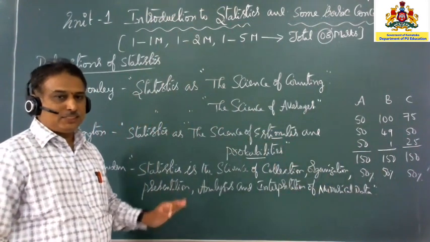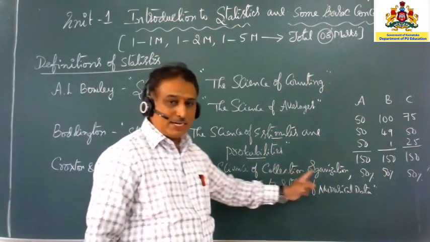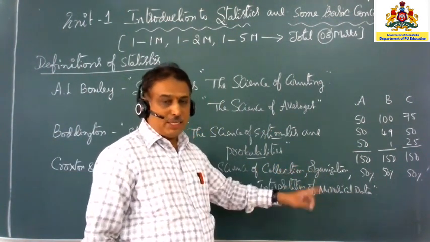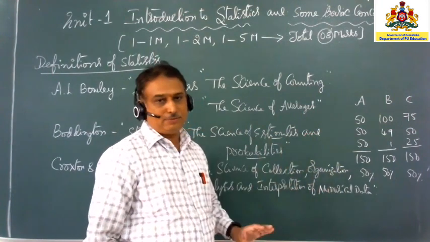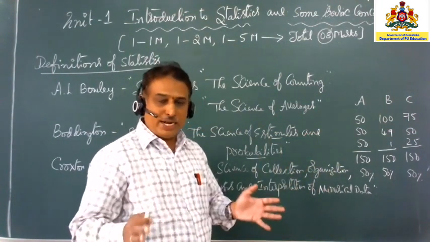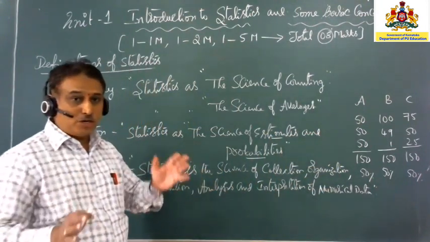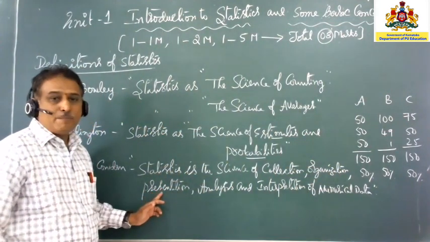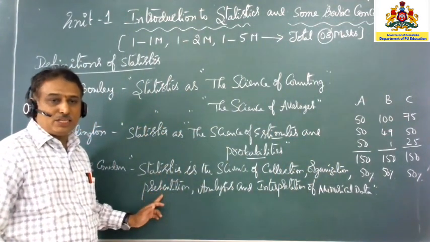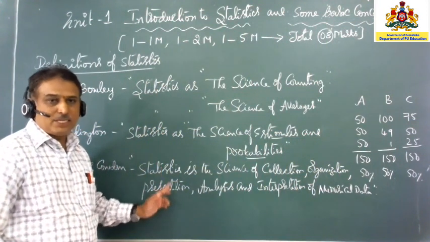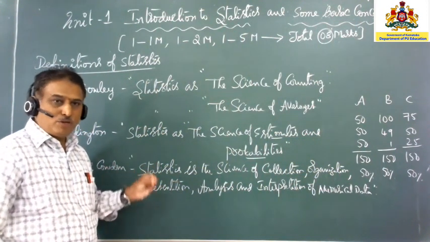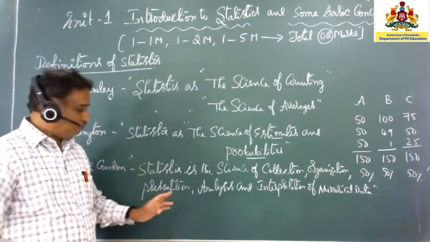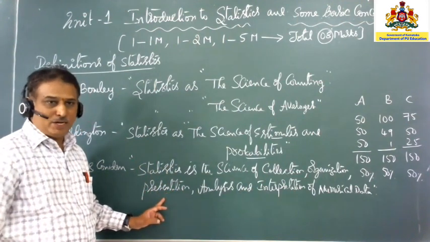As a statistician, the first duty is to collect the numerical data. After collecting the numerical data, he has to organize the data. Organization in this sense is nothing but scrutiny and editing. According to our purpose, he has to do the scrutiny and editing. Next, presentation. He has to present the data in the form of tables, diagrams, and graphs, for more understanding and more analysis.